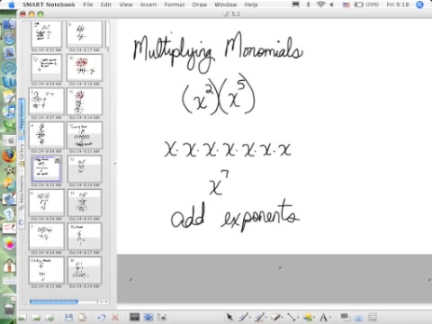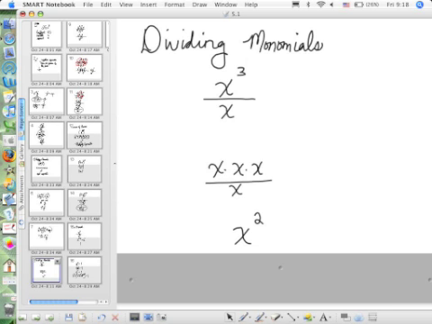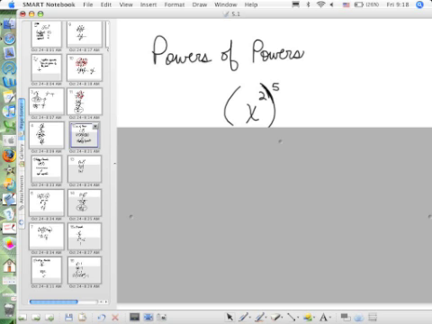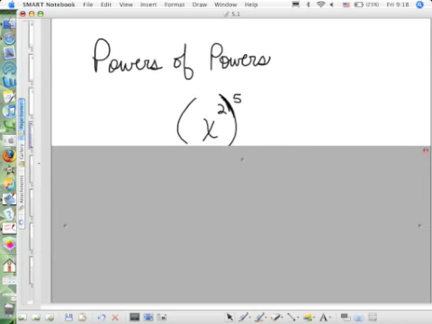When we're multiplying monomials, add your exponents. When you're dividing monomials, subtract your exponents. Decide where you have more and move it. Okay? Now, what if we are raising a power to a power? You would multiply, exactly.